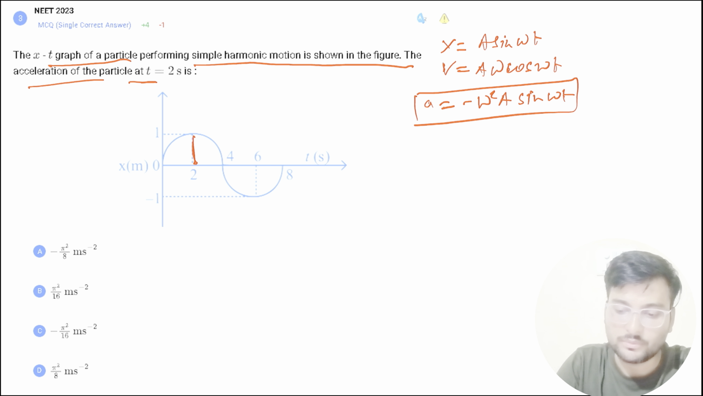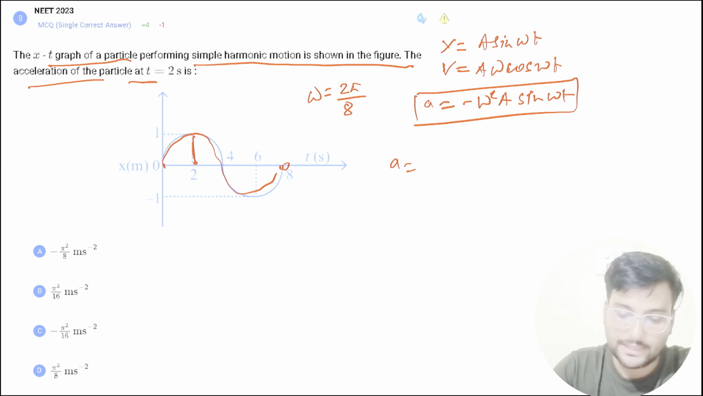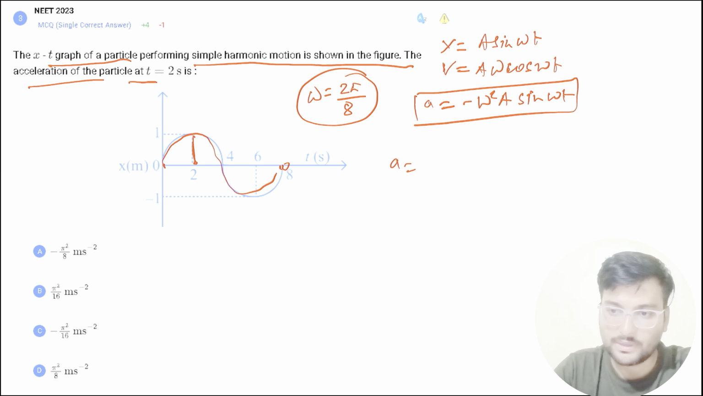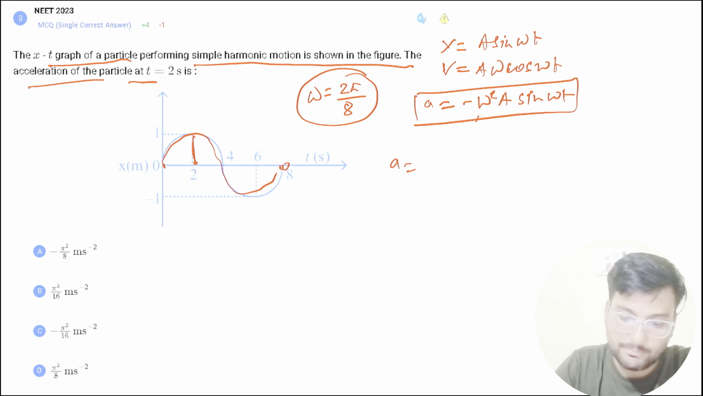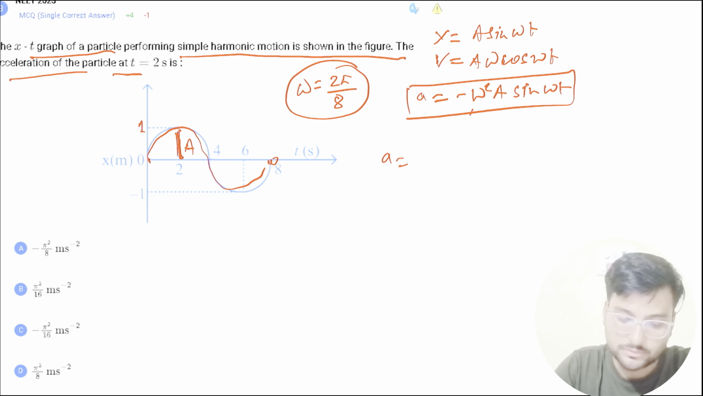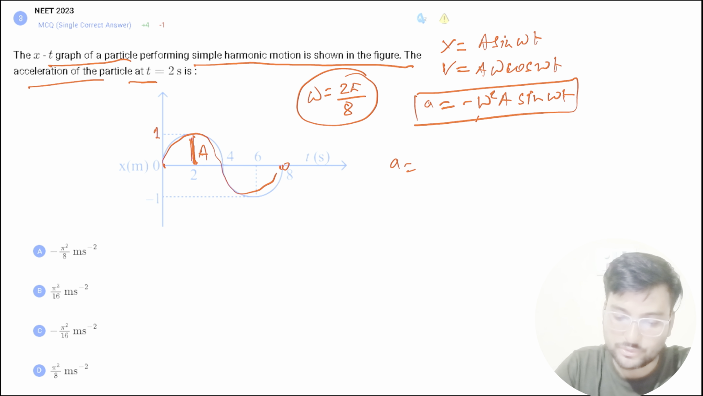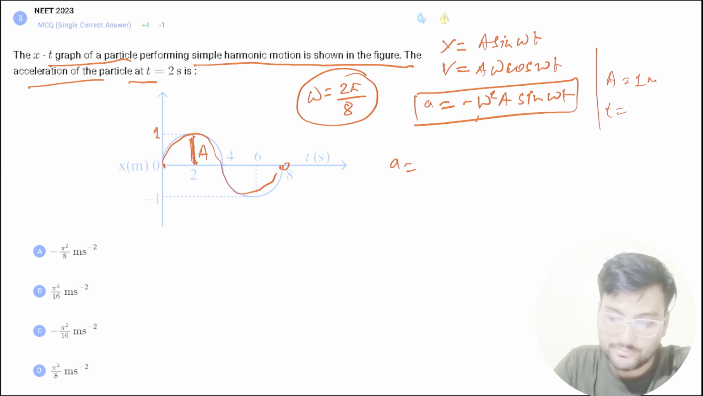Clear to you now? So the graph is given to you. Now what is omega here? Omega is equal to 2 pi by T. See, 2 pi means the total graph, and the time period is given as 8. So omega is equal to 2 pi by 8. I am putting in the values here. The amplitude is 1 meter, because this is one value.